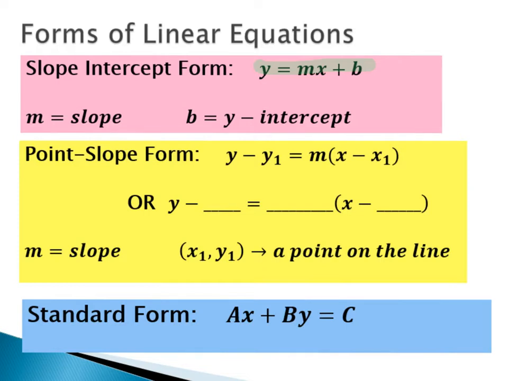Next, we have point-slope form, which we can write formally as y minus y1 equals m times x minus x1, or we can write with our blanks. So it's y minus the blank equals the blank times x minus the blank, where m is the slope and x1, y1 is a point on the line. Standard form is ax plus by is equal to c.